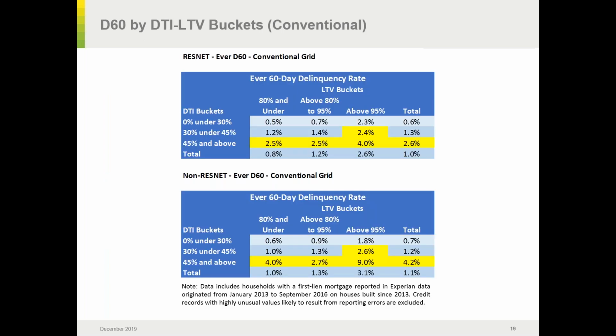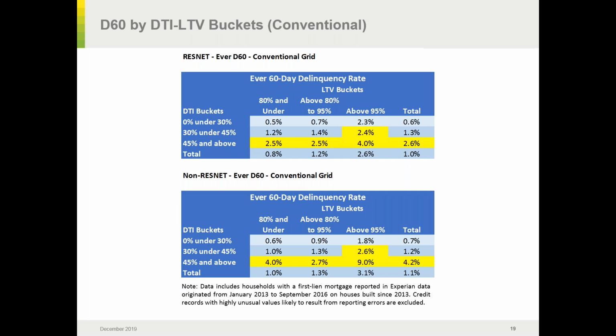To motivate that, instead of showing you the statistical results in their gory details, let's just start with a chart to motivate the story a little bit. Again, we did this for having a 60-day delinquency, and we repeated the process for 90-day delinquencies. The way to read this chart is that we compare the RESNET-rated homes to the non-RESNET rated homes in the bottom panel. So you go row by row comparing from the top chart to the bottom chart.